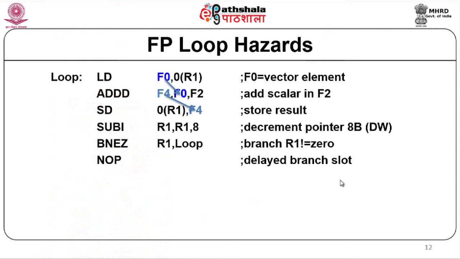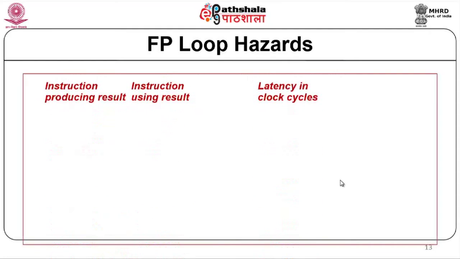So, what are the hazards that we will have to look at here? Identify the fact that there is a data dependence between the first instruction and the second instruction, which might give rise to a RAW hazard. There is a data dependence between the second instruction and the third instruction, which will again give rise to a data hazard. There is a data dependence between your subtract and a branch if not equal to zero instruction also, which may again give rise to a RAW hazard if not handled properly.